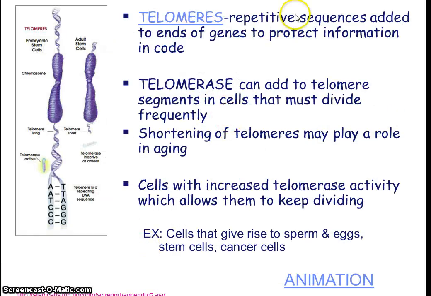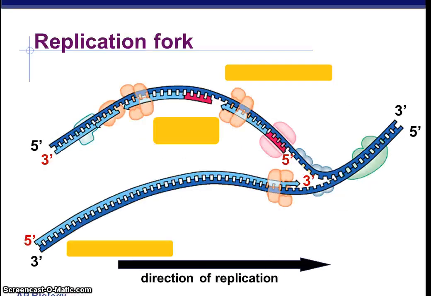So telomeres are repetitive sequences added to the ends. So the shortening of telomeres can play a role in aging. So remember, enzymes end in -ase. So that enzyme, telomerase, will add telomere segments in cells that have to divide frequently, skin cells, stuff like that. Cells with increased telomerase activity are allowed to keep dividing.